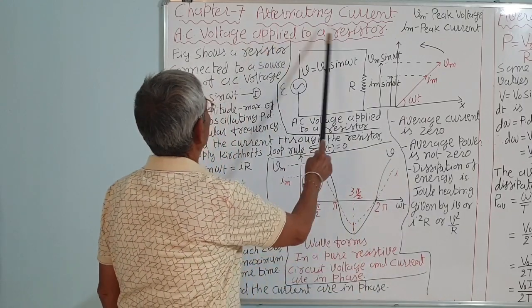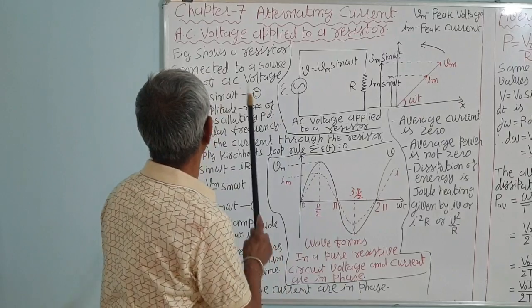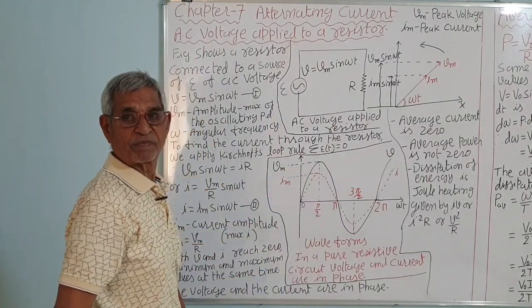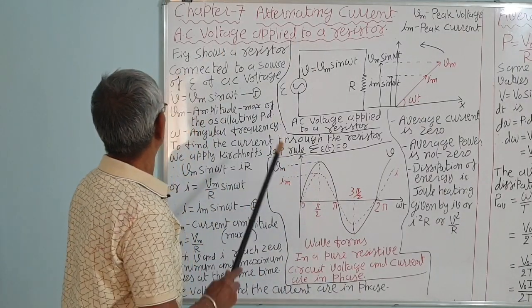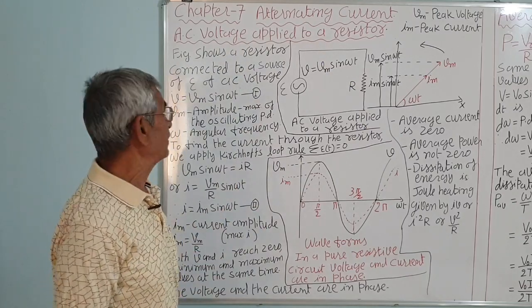Chapter 7, Alternating Current. AC Voltage Applied to a Resistor. This is the first topic of the Alternating Current chapter, number 7. First, let us see the AC voltage when applied to the resistor. What is the phase difference between them?